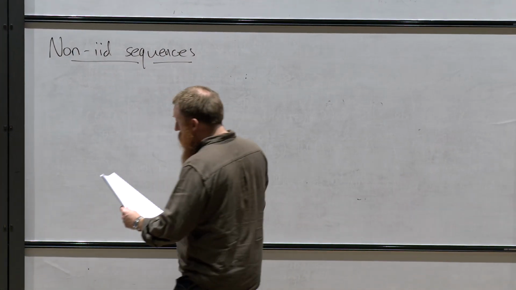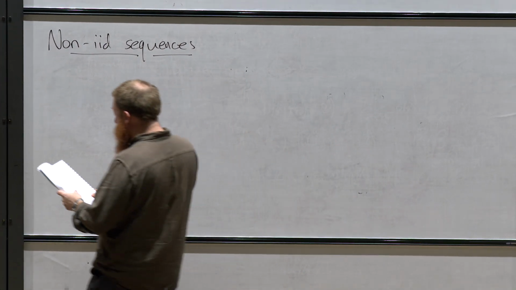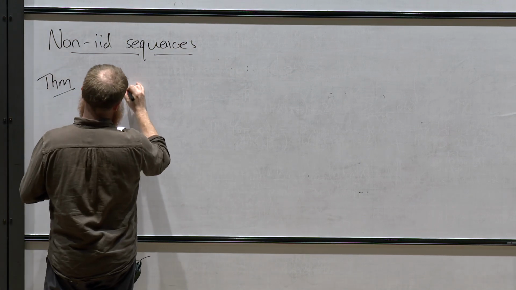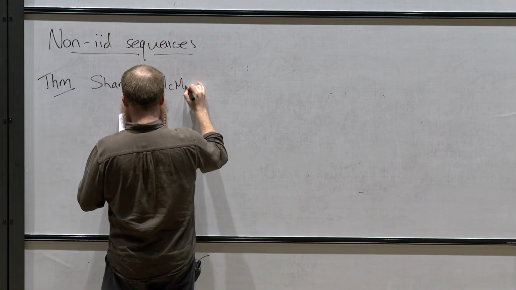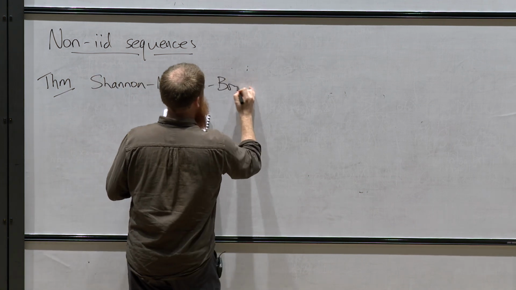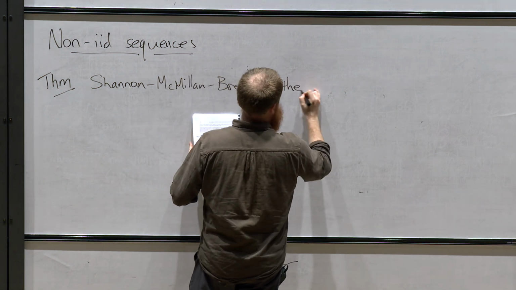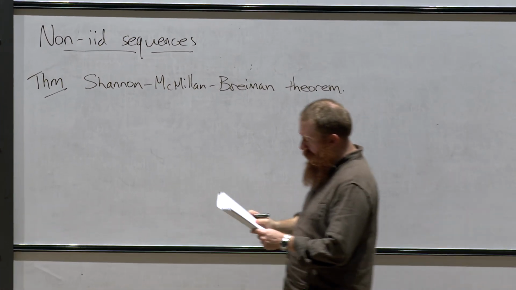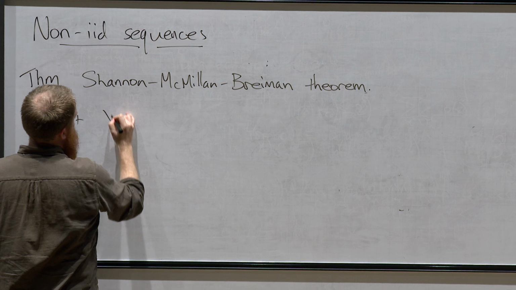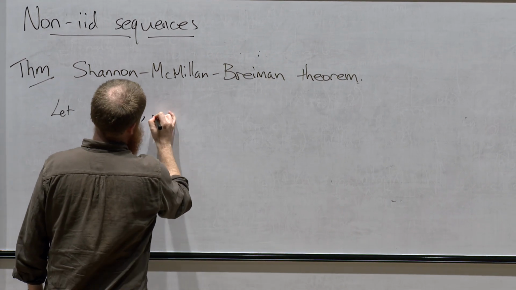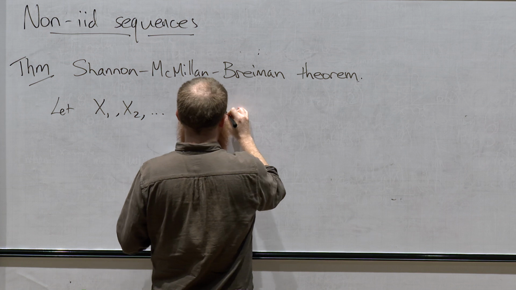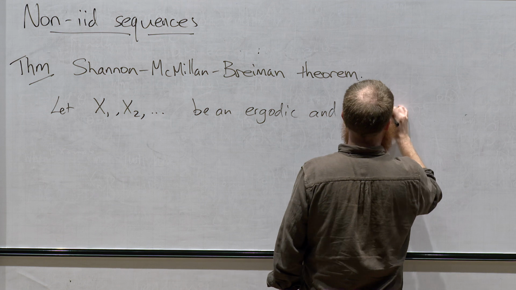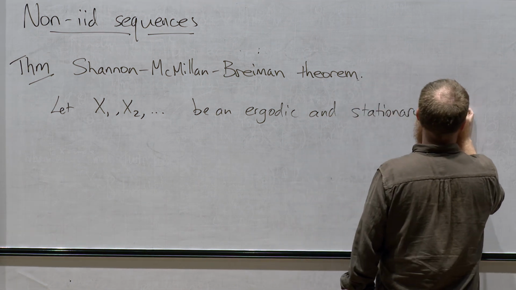Now, this is not going to be examinable because I'm not going to prove the main result, which is a theorem, the Shannon-McMillan-Breiman theorem. So what this says is, let x1, x2, etc. be an ergodic and stationary sequence.